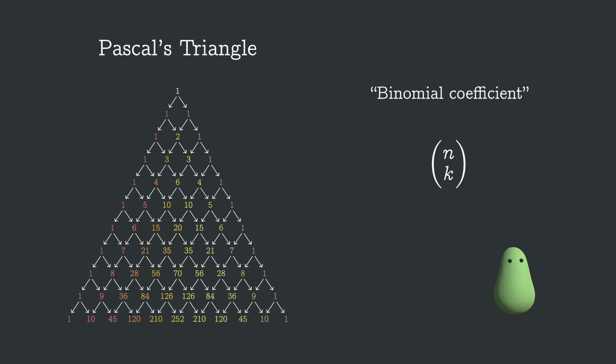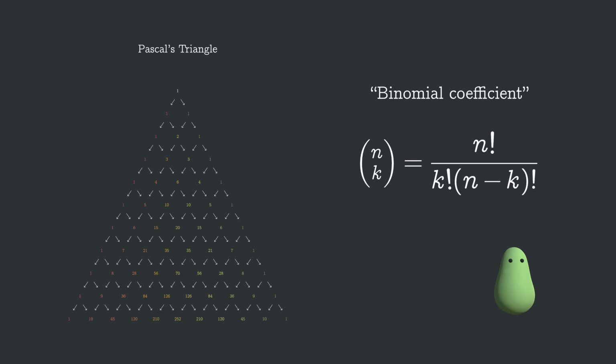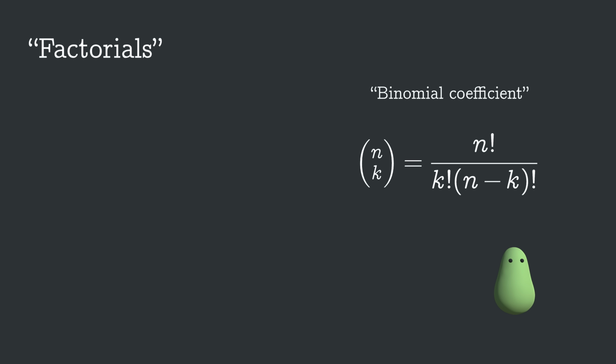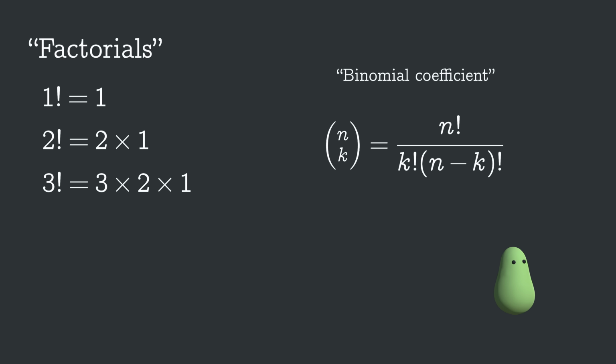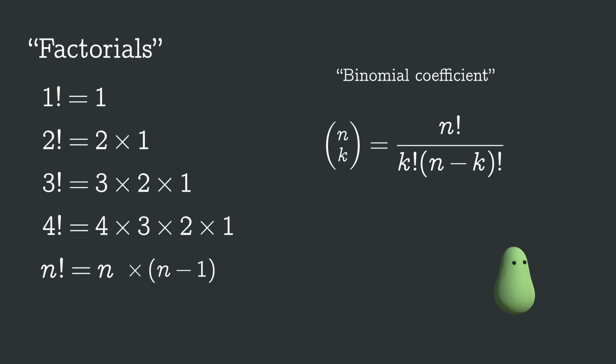The good news is there's a formula for the binomial coefficient. The bad news is it looks like this. Those exclamation points are called factorials. If you haven't seen them before, I think it's easiest to explain them with examples. 1 factorial is 1. 2 factorial is 2 times 1. 3 factorial is 3 times 2 times 1. And 4 factorial is, say it with me, 4 times 3 times 2 times 1. You multiply the number by 1 less than itself, then by 2 less, and so on, all the way down to 1.